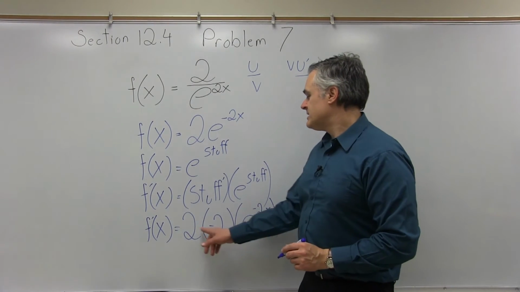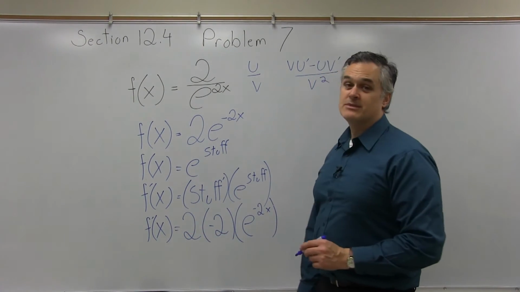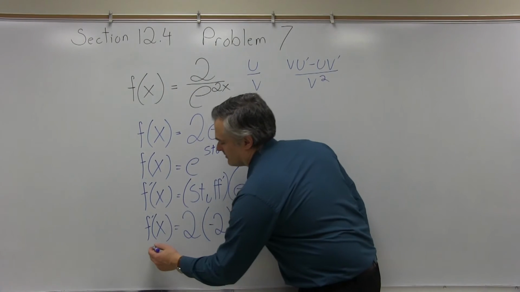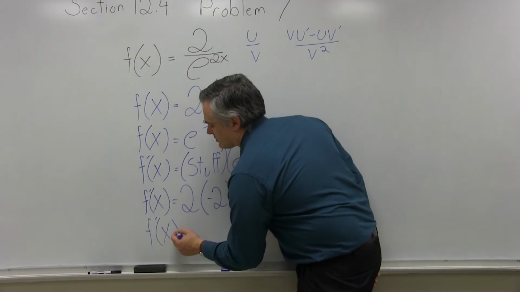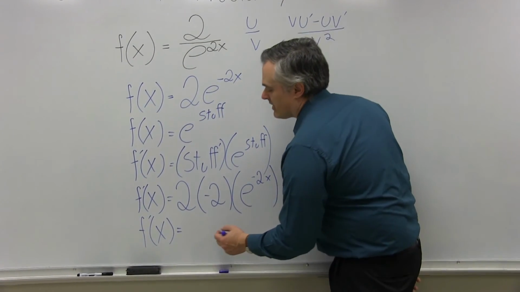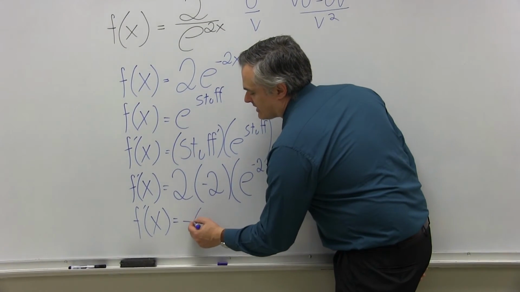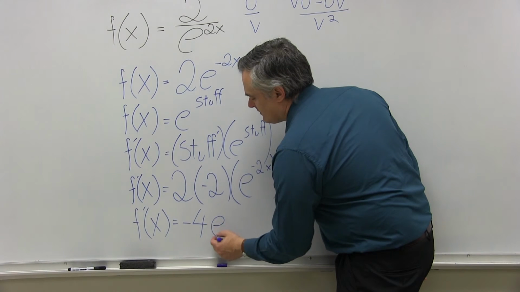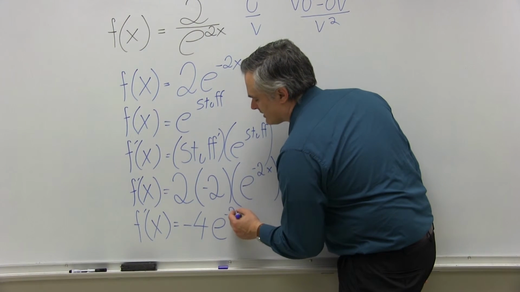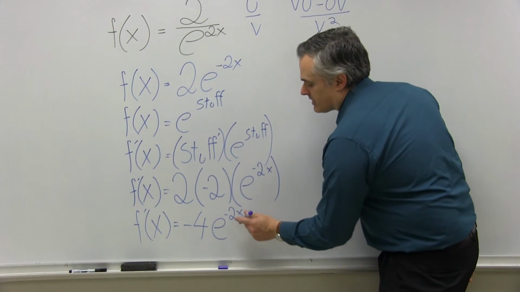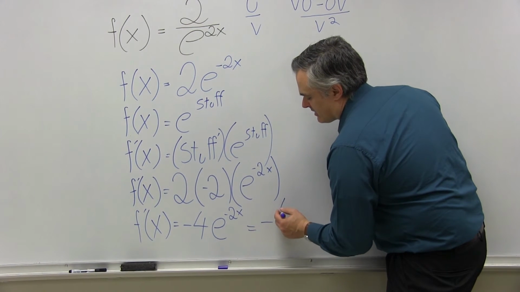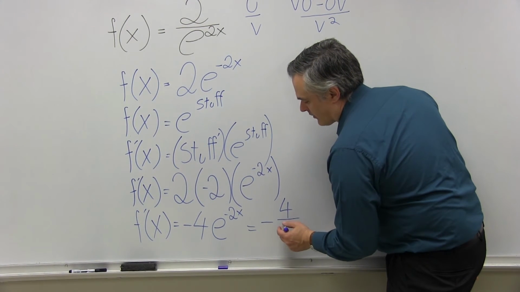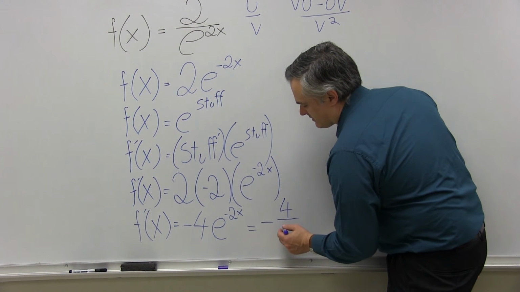And you can simplify this 2 times negative 2 in front of your answer. 2 times negative 2 is negative 4. So you'll have f prime of x equals negative 4 e to the negative 2x. Or if you prefer, because the exponent's negative, you could write this as negative 4 over e to the positive 2x.